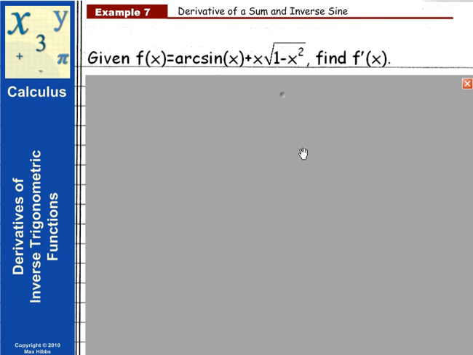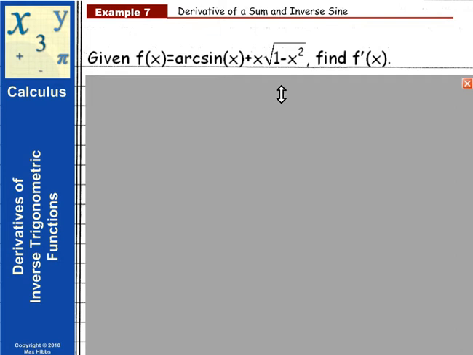As you see in our seventh example of derivative of inverse trig functions, we have quite a problem. f of x is equal to the arcsine of x plus x times the square root of 1 minus x squared. Find f prime of x. So you see that we're going to have to deal with a derivative of an inverse trig function. We're going to have to deal with the fact that we have the derivative of the sum of two functions, and one of these terms is in fact a product of two functions. So we've got quite a bit on our hands here.